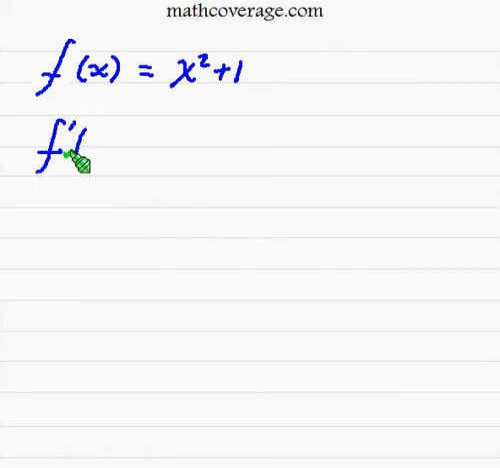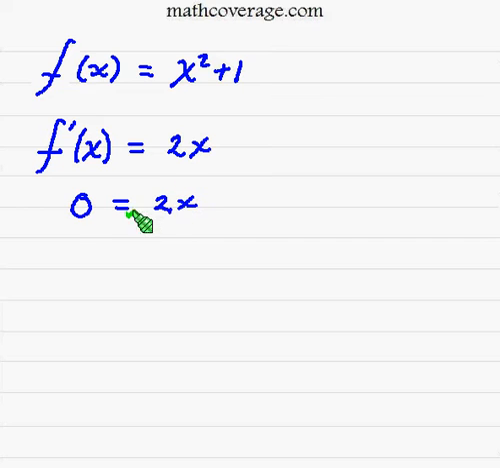So f prime of x is equal to 2x. And then what we're going to do is set it equal to 0 and solve for x. And therefore x equals 0. Right, dividing both sides by 2 or multiplying through by half. Okay, well that's our critical number. And remember, critical numbers are numbers that we can plug back into the original function and get a real number out.